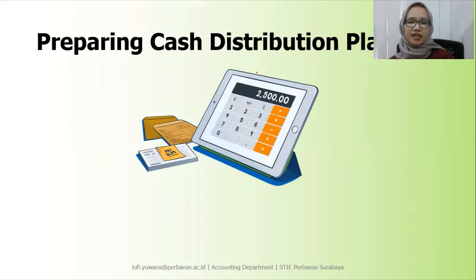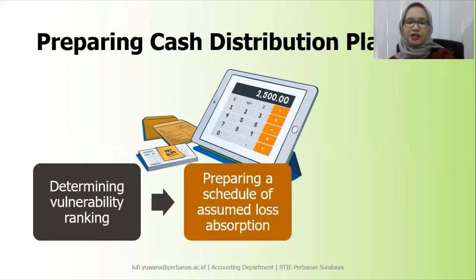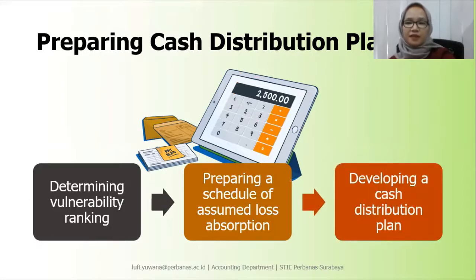There are 3 steps that we have to follow in preparing this type of plan. The first one is determining the vulnerability ranking of each partner. The second step is preparing a schedule of assumed loss absorption. And the third one is the development of the cash distribution plan as the last step of the cash distribution plan preparation. So let us start to discuss each of the steps.